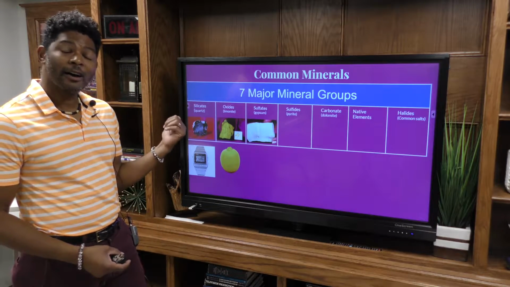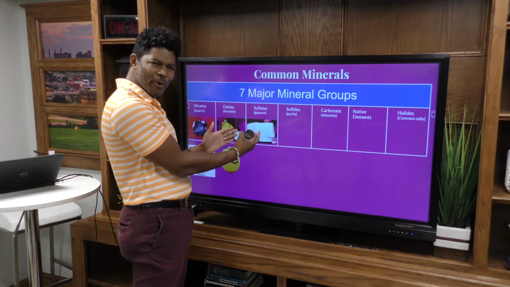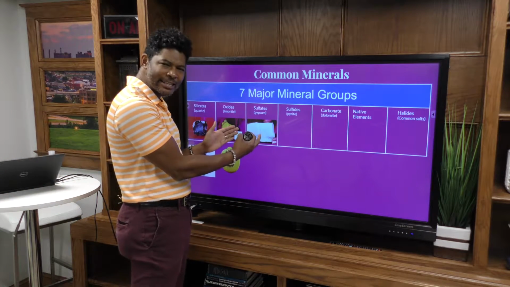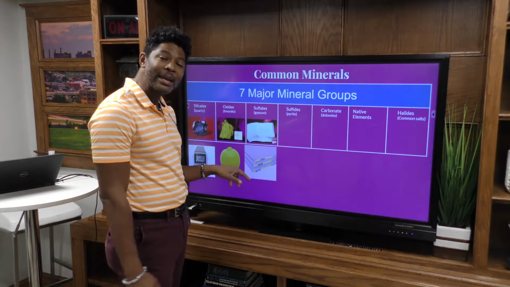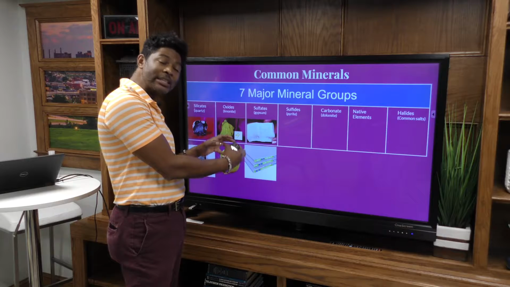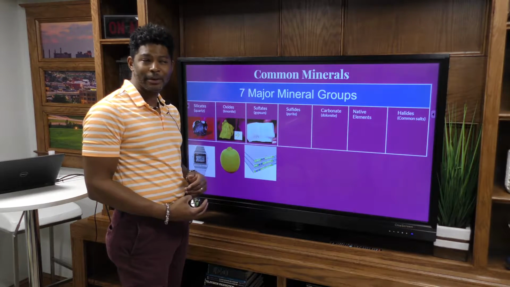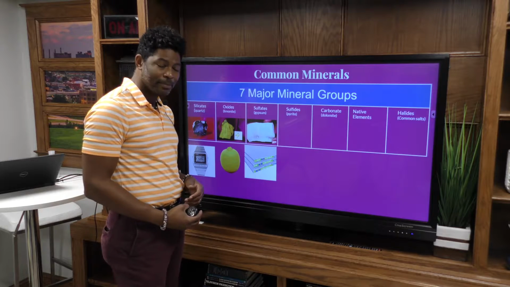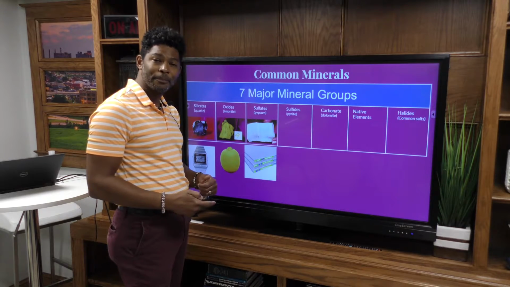Sulfates. One type that we use a lot is gypsum. Now, in its raw form, you may not recognize gypsum, but understand that gypsum is one of the main compounds, the main material that you find in sheetrock, okay? So anytime someone builds a wall, punches out a wall, you actually are using gypsum.